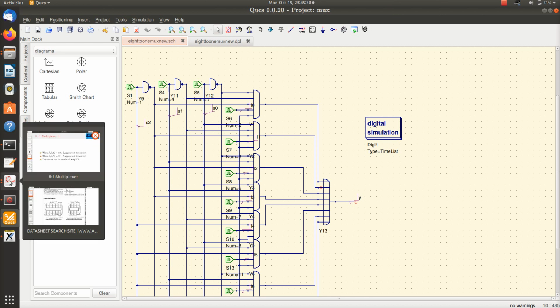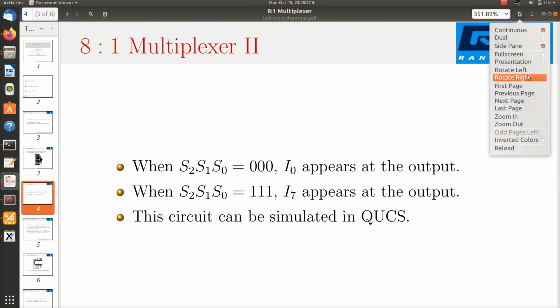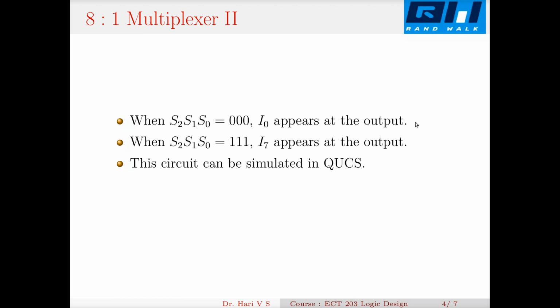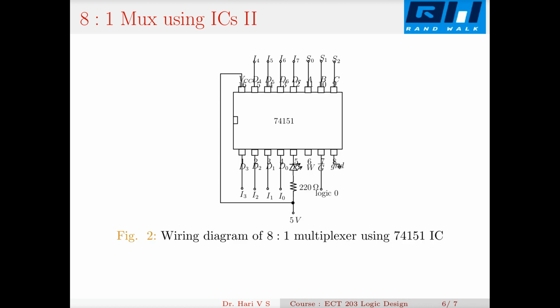So let me go back to my presentation. The 8:1 mux can be implemented in the lab using an IC, that's the 74151 IC. That's a monolithic 8:1 multiplexer. This you can test on a circuit like this. So this is the wiring diagram of the 74151 8:1 multiplexer.